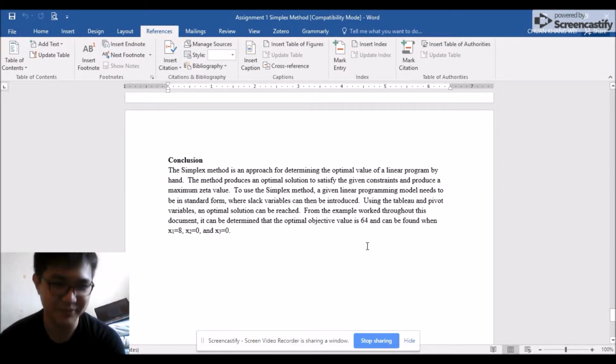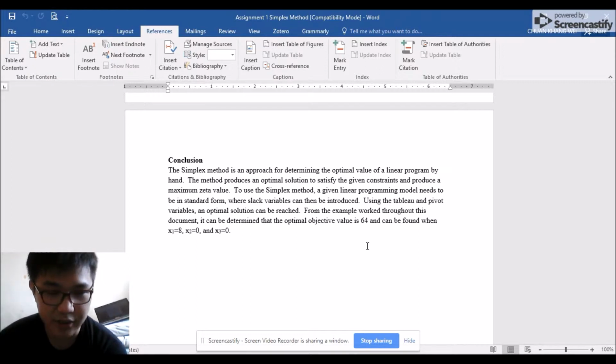So as a conclusion, the simplex method is an approach to determine the optimal value of a linear programming problem by hand. The method produces an optimal solution to satisfy the given constraints and provides a maximum value. To use the simplex method, the linear programming model needs to be converted to standard form where slack variables can be introduced. And by using the tableau and pivot variables, an optimal solution can be reached.